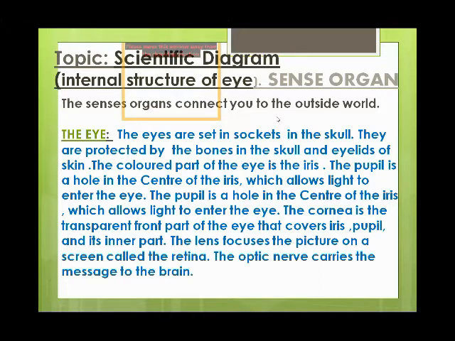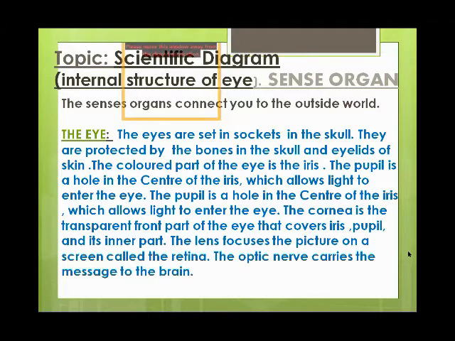The pupil is a hole in the center of the iris which allows light to enter the eye. The cornea is the transparent front part of the eye that covers the iris. Okay, our cornea covers our iris, our pupil, and its inner part. The lens focuses the picture on the screen. This is called the retina. The back surface of the eyeball is called the retina.